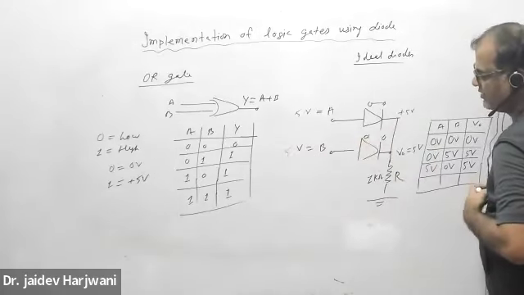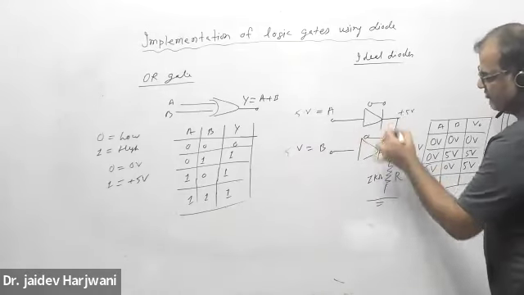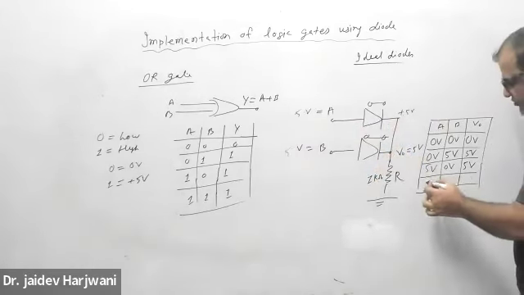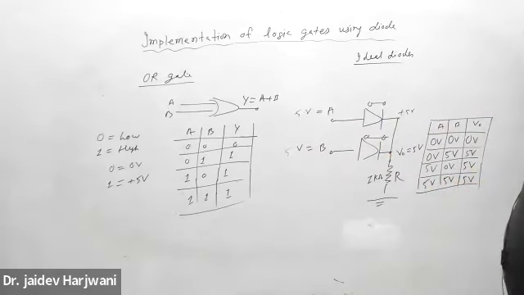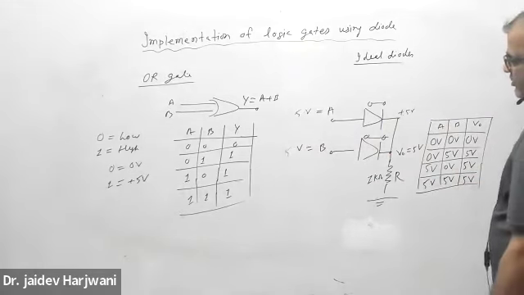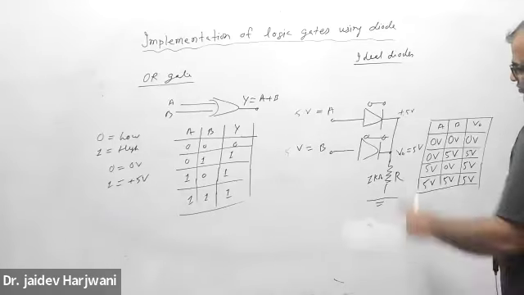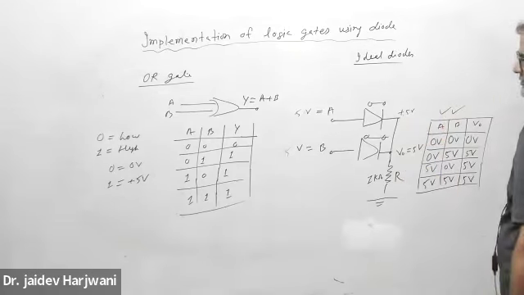Similarly, both are 5 volt, 5 volt. Then both become short, so this voltage is again 5 volt. If I apply 5 volt here and 5 volt here, the output will also be 5 volt. Yes or no? Both diodes will conduct, and this voltage will directly come here. So this is just like implementing your OR gate.